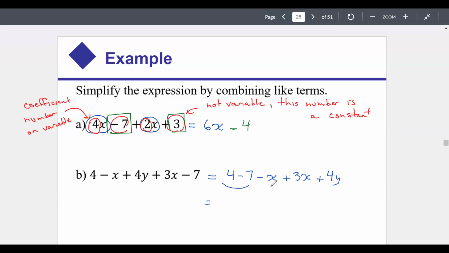So like terms is essentially just pairing up like to like. These are like, they're both constants. So 4 minus 7 is going to be -3. We have -x plus 3x. So as a reminder, this just means I have 1x. There's an invisible 1 out here. So if I add my coefficients, -1 and 3, I'm just going to end up with a 2x. And then we just keep that 4y. Even though there's nothing to pair it to, we just keep it anyway.